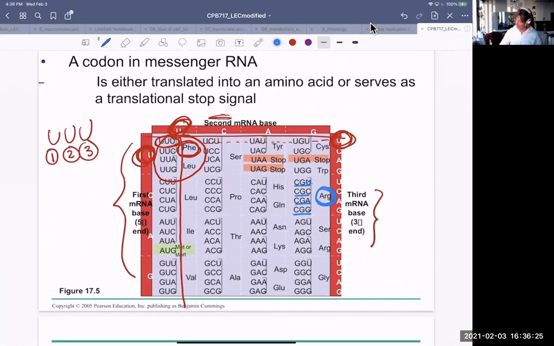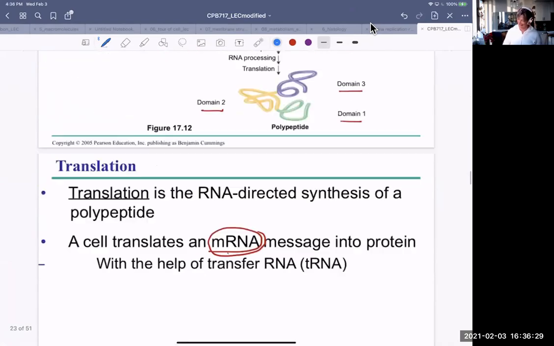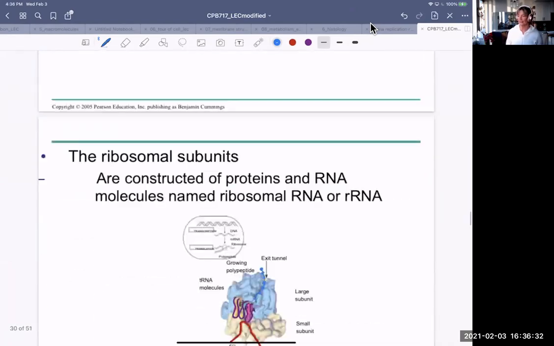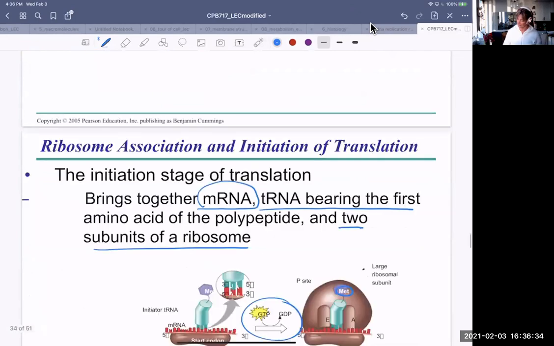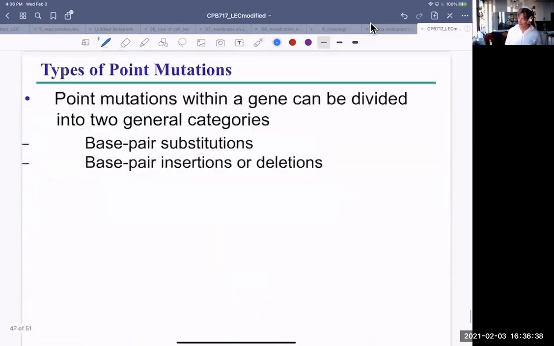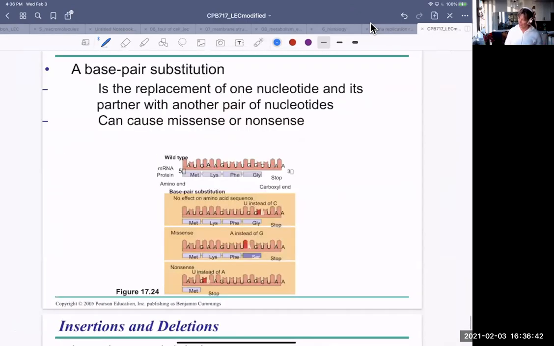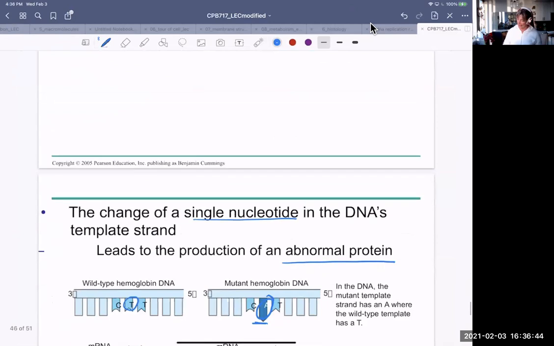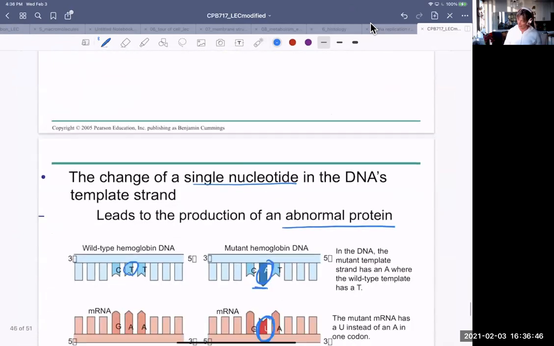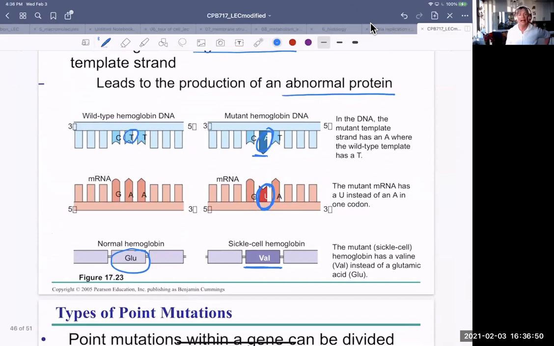Okay, close your eyes again. We're going back. Does that make sense? So you're somewhat protected from mutations if those mutations occur at the end of the codon, the 3rd nucleotide in the codon sequence.